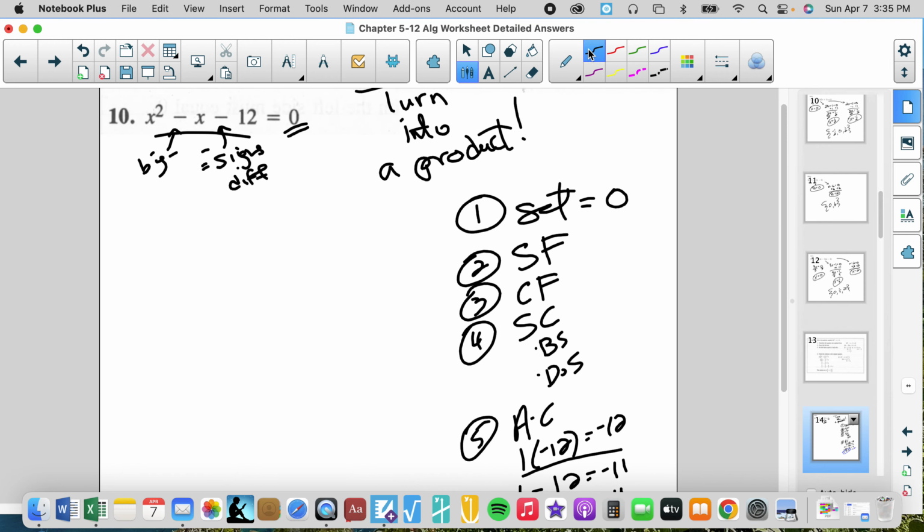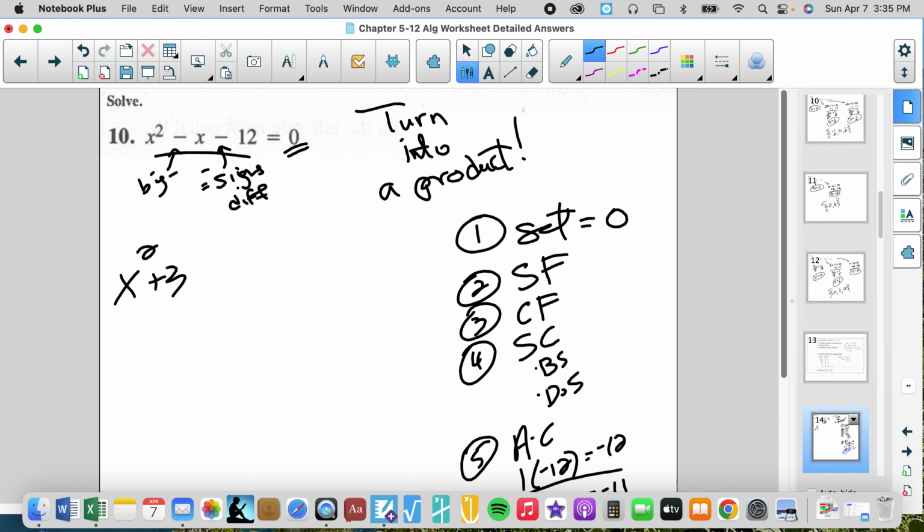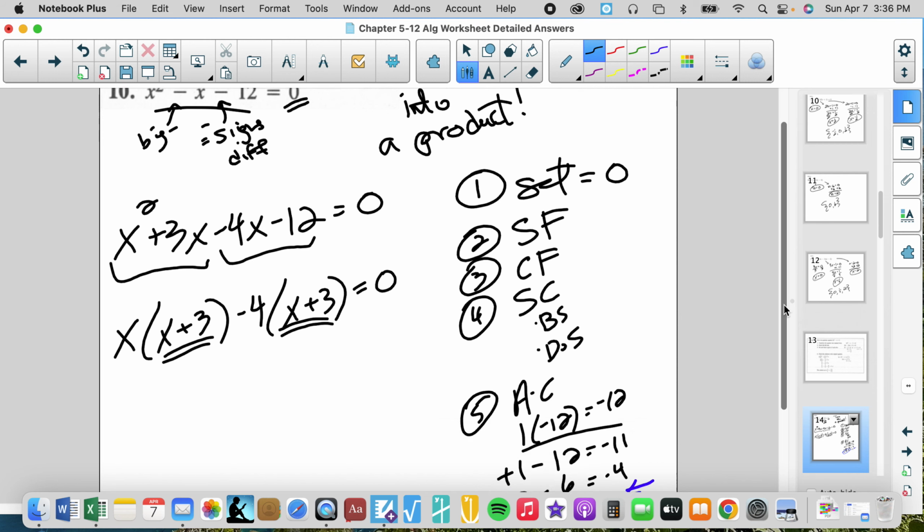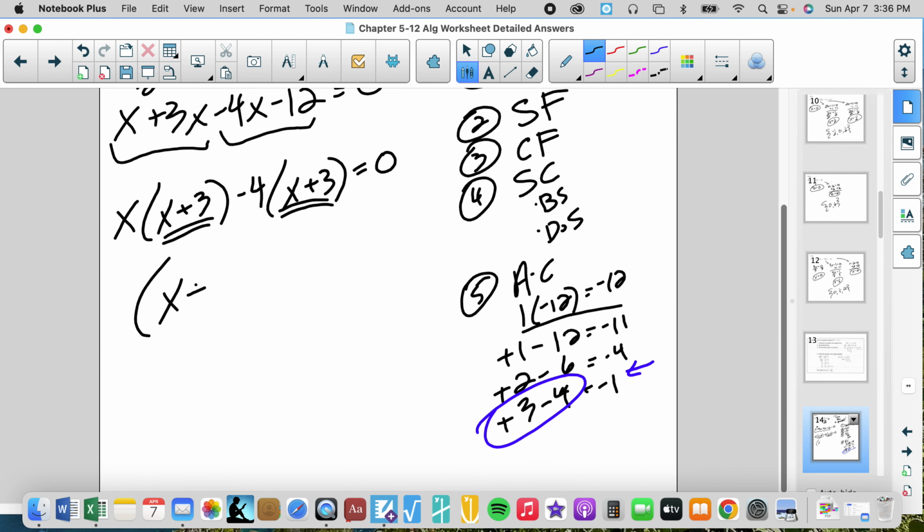So I am going to turn this into x squared plus 3x minus 4x minus 12 equals 0. And now I'm going to factor by grouping. So I'm going to factor out an x, I get x plus 3. I'm going to factor out a negative 4, I get x plus 3. I know I did it right because these two binomials are the same. I'm going to factor that out, and that leaves me with x minus 4.